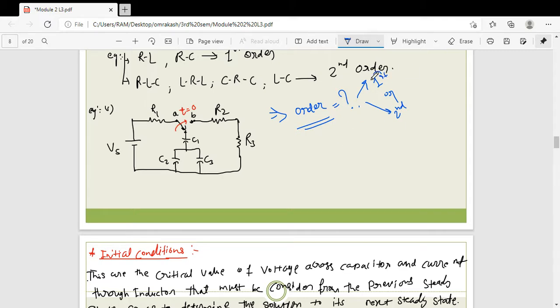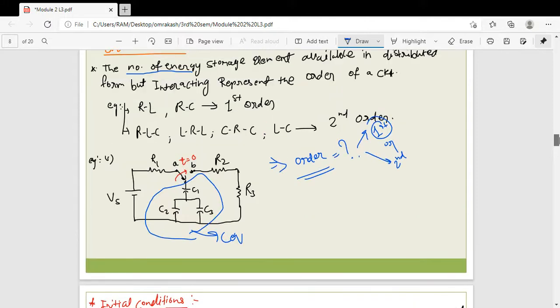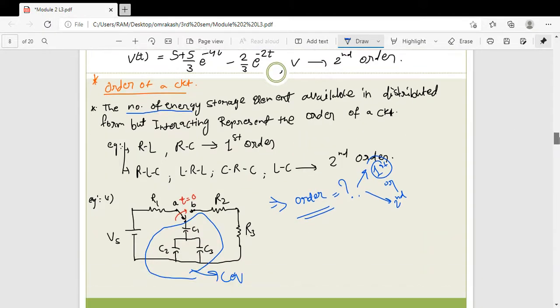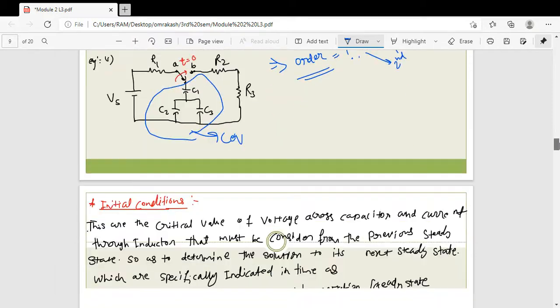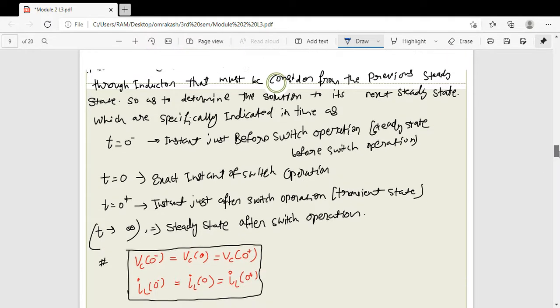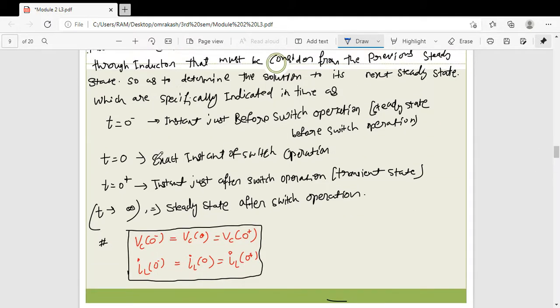Yes, it is a first order circuit. Why? Because we combine all these three capacitors into a single capacitor, C equivalent. So the net energy storing element in that circuit is only one. That's why this is a first order circuit, right? Now the initial conditions here: there are some initial conditions which I already discussed in the above slide. All the conditions are given here.